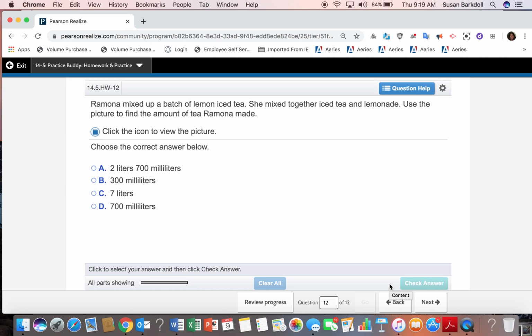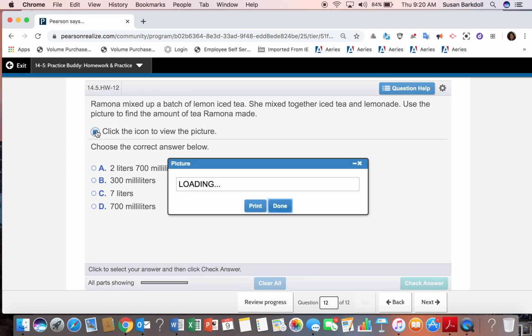Ramona mixed up a batch of lemon iced tea. She mixed together iced tea and lemonade. Just as a side note, that is called an Arnold Palmer because a very famous golfer named Arnold Palmer was the one to make that drink famous. So if you are in a restaurant and would like iced tea and lemonade, you would order, I would like an Arnold Palmer. Use the picture to find the amount of tea that Ramona made.